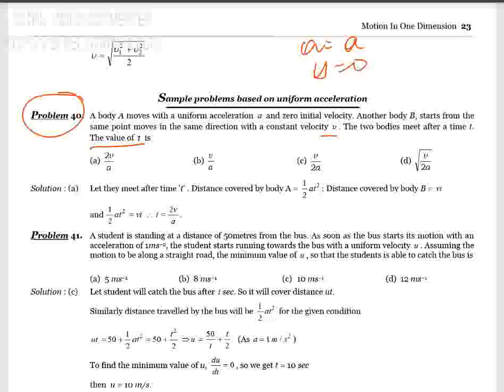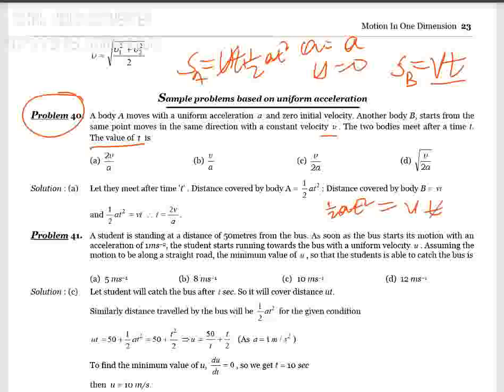For body A and body B, the displacement of body B is, since it is moving with constant velocity, v times t. And for body A, the displacement s is, since the acceleration and the initial velocity are given, ut plus 1 over 2 at square, and this u is 0. Finally, you get 1 over 2 at square as sA. And since they are meeting, sB and sA are equivalent.